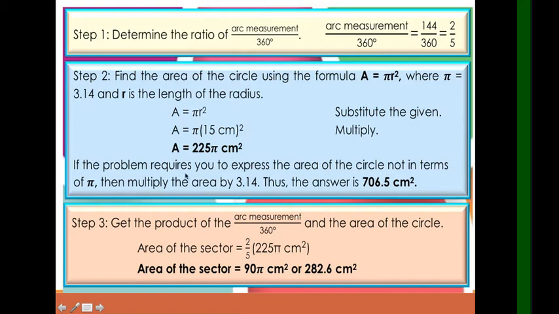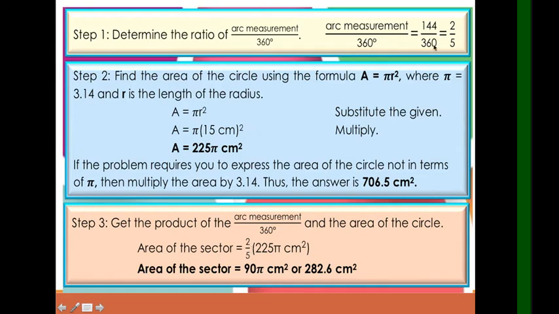Okay, so 225. If the problem requires you to express the area of a circle not in terms of pi, then just multiply the area by 3.14. So papalitan mo yung pi ng 3.14 as the given for the measurement of the pi. And the answer is 706.5 squared centimeter. Get the product of the arc measurement over 360 and the area of the circle. So the area of the sector is 2 over 5.